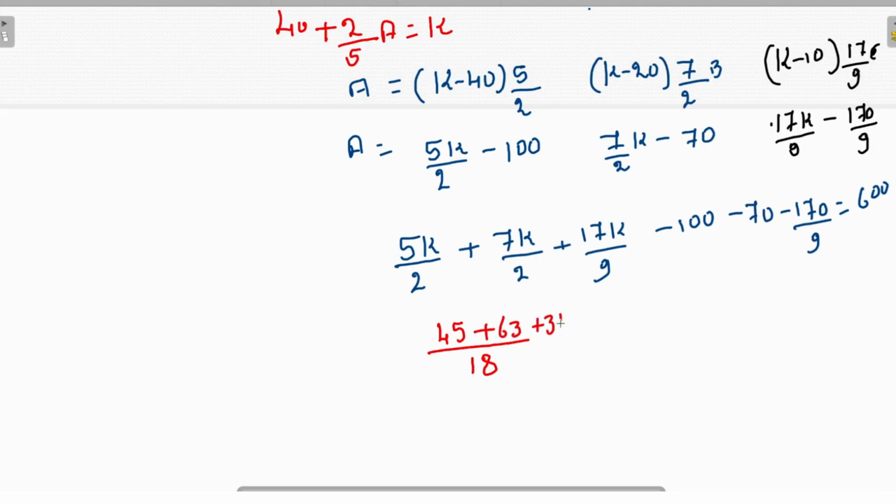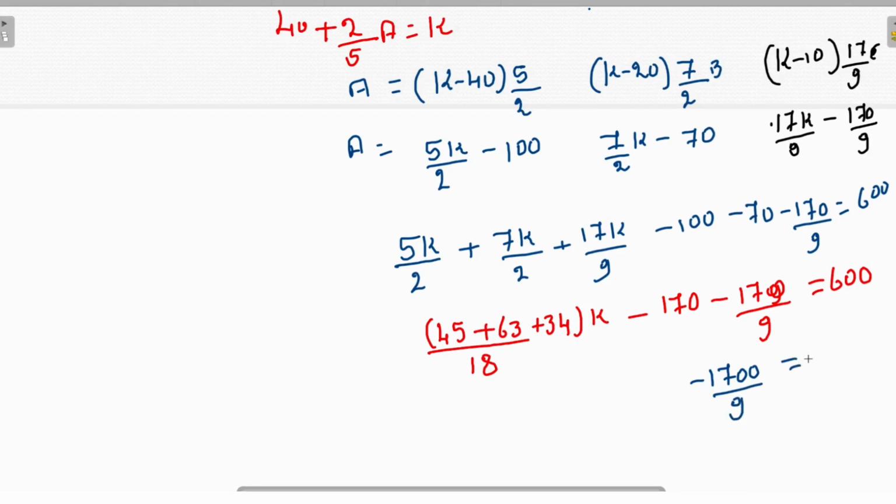Here 34k is a common. Now minus 100, minus 170, minus 170 by 9 is equal to 600. Let's solve, here only calculation. 17 nines are 153, so 1530 minus 170 will be minus 1700 divided by 9. This is equal to 600.